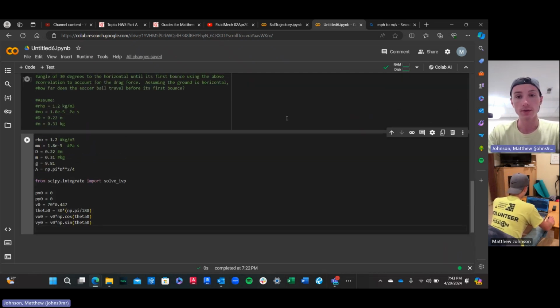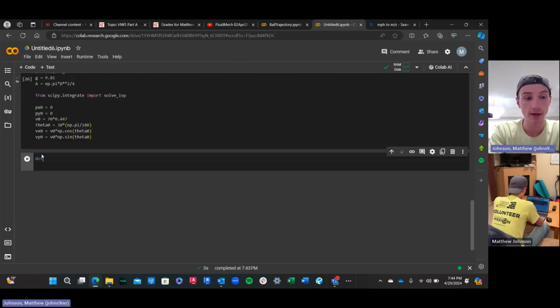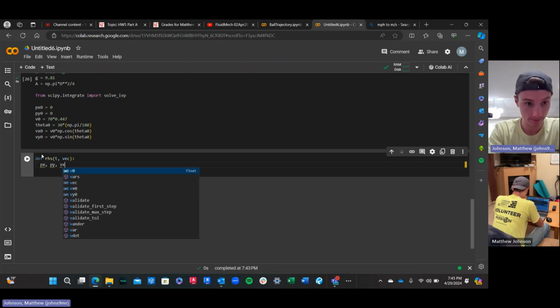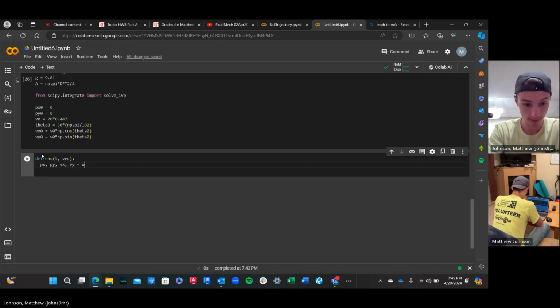So I think that's a good place for us to start. And the next thing we'll need to do is define a function. It will be dependent on time and a vector, which describes the position in the x and y direction and the velocity in x and y direction of the ball at any given time. Okay, so we'll just say quickly px, py, vx, and vy. That's this vector.